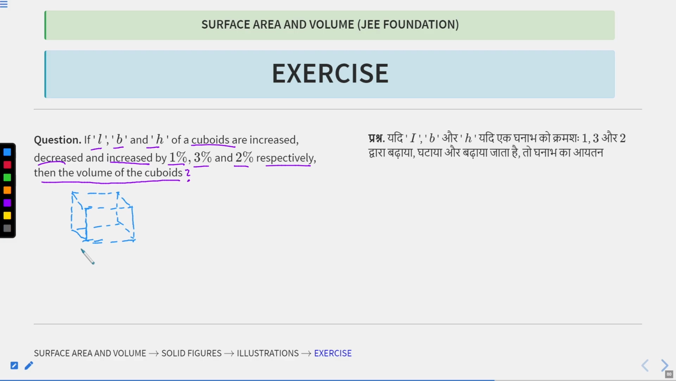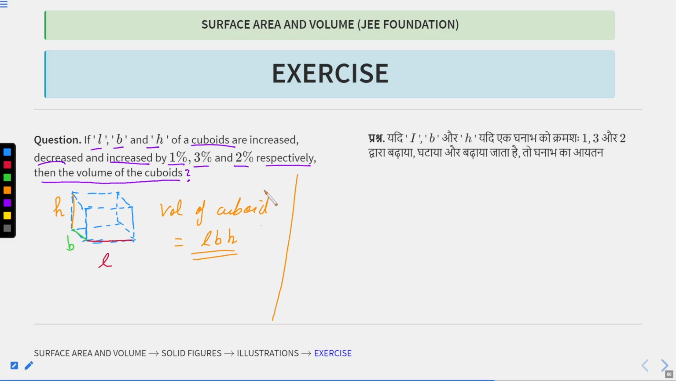This is my cuboid, with length L, breadth B, and height H. I hope this is clear. And we know the formula for the volume of a cuboid is L times B times H, or the simplified version LBH. I hope this is clear.